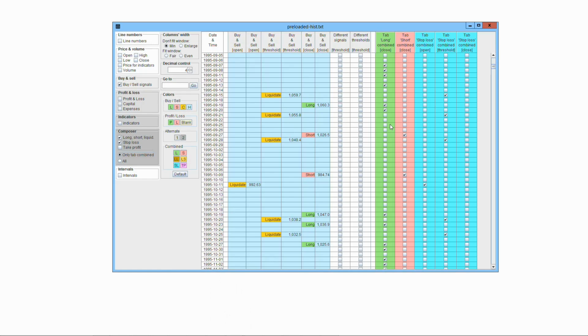In this example, we selected non-intraday algorithms for the long and short tabs, which give signals only at close, plus a stop loss, giving signals even at open and threshold. This is clearly visible both in the tab combined and in the buy and sell columns.